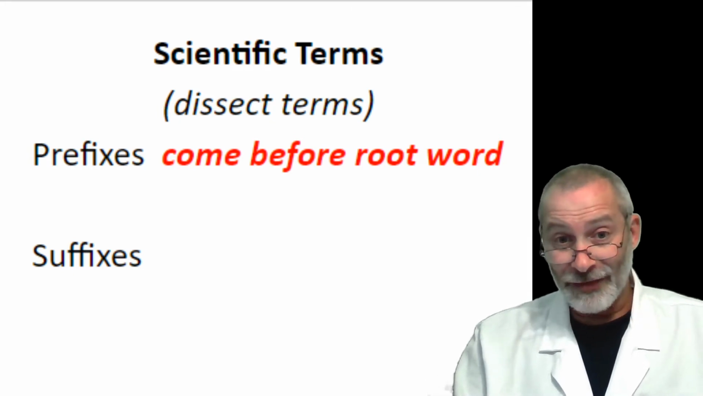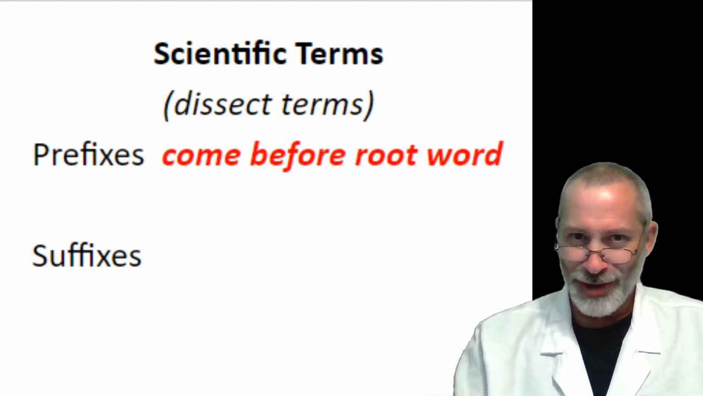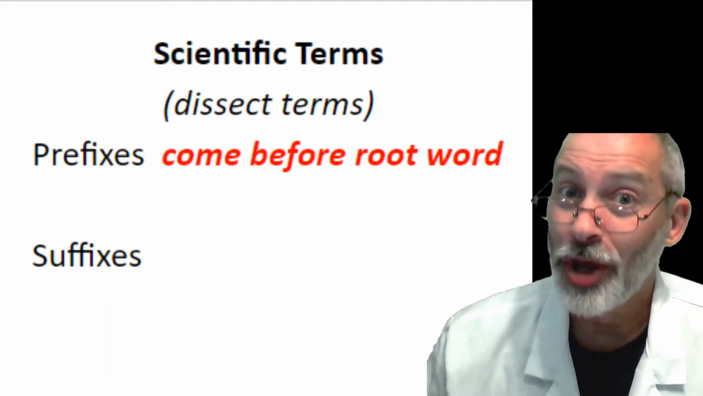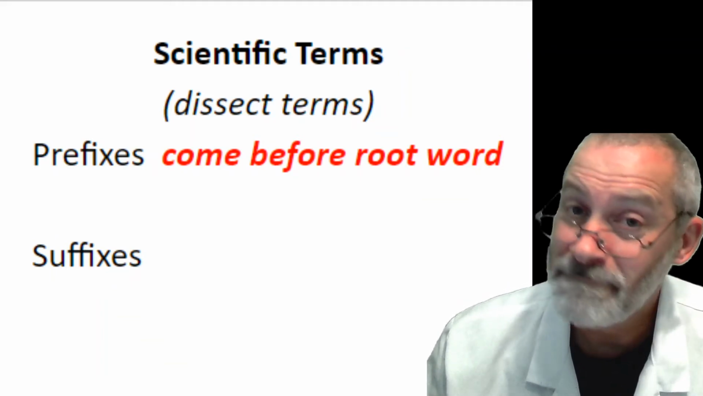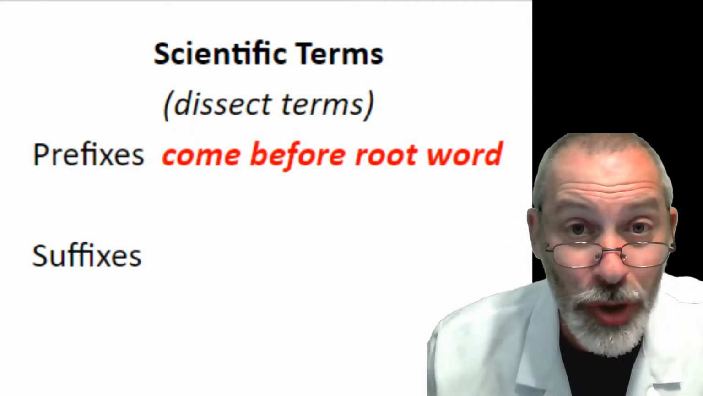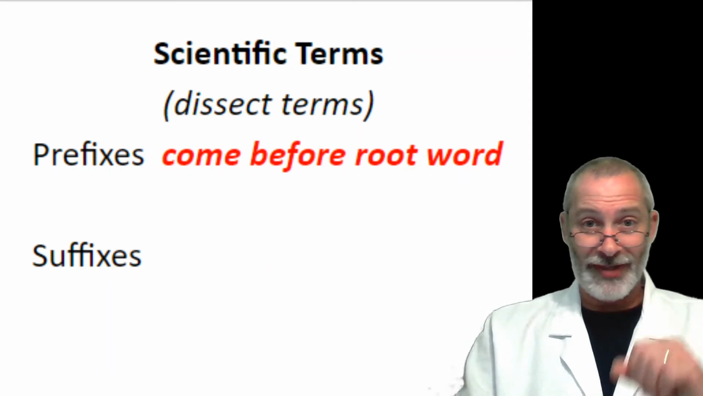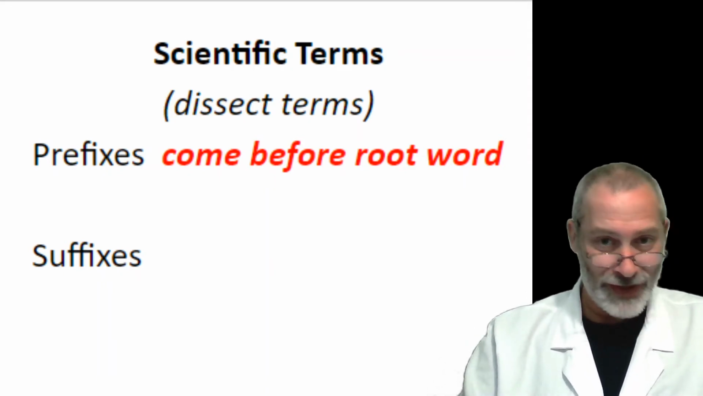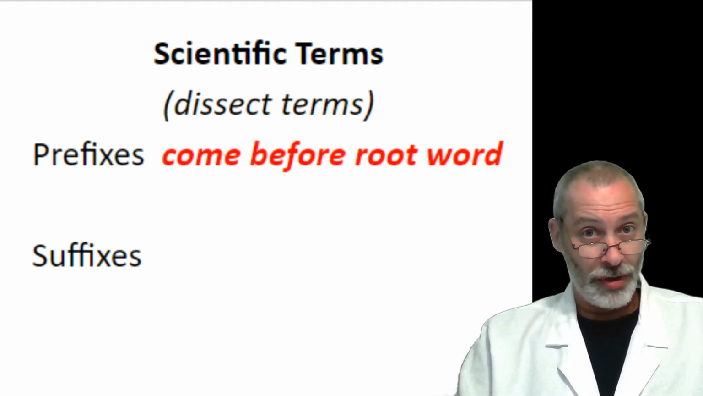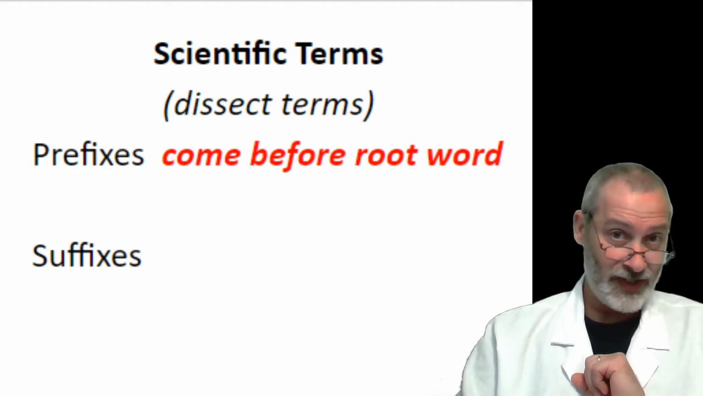In fact, if you look at the word prefix, can you figure out what the prefix is of the word prefix? Say it out loud if you think you know. Did you say pre? You're absolutely correct. Prefix is the prefix of prefix. So prefixes come at the beginning of a word. So if prefixes are at the beginning, where do you think suffixes come?